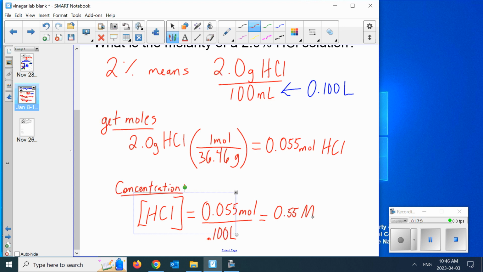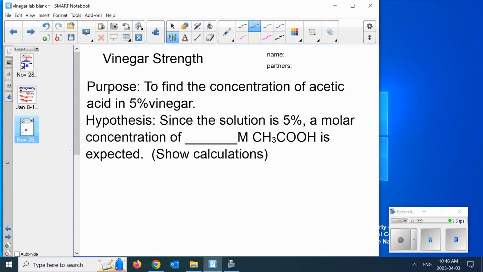So, here's what you want to do on your last page, and then we'll get back to your others. Right there is what we're going to do. Find the concentration of acetic acid in 5% vinegar. But we can have a hypothesis. If it's truly 5%, we know what our moles per liter should be. Since the solution is 5%, the molar concentration of, you're going to fill that in, you're going to do your work right underneath this. You're going to convert 5 grams per 100 mils, and this is the formula of acetic acid.